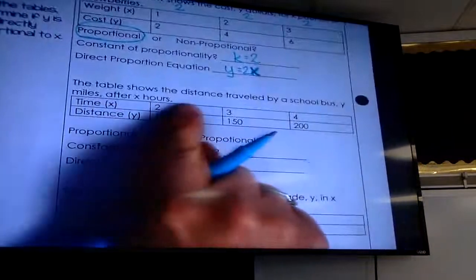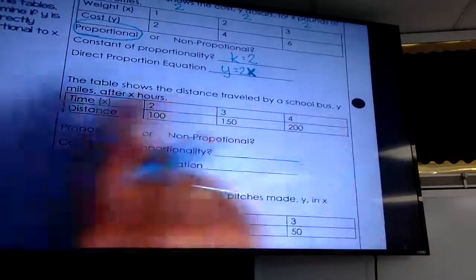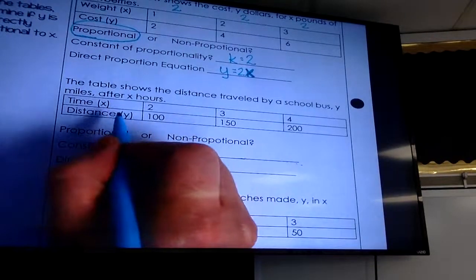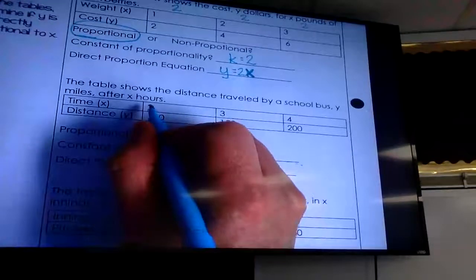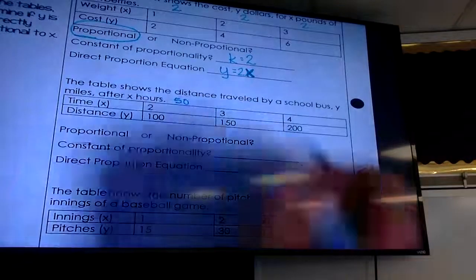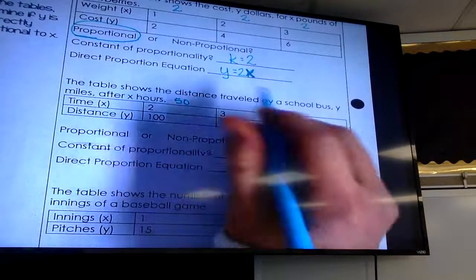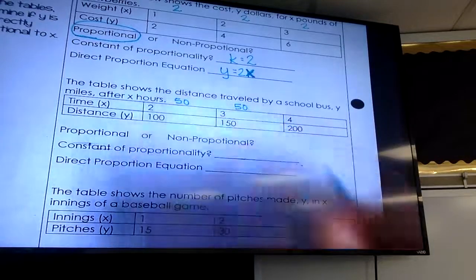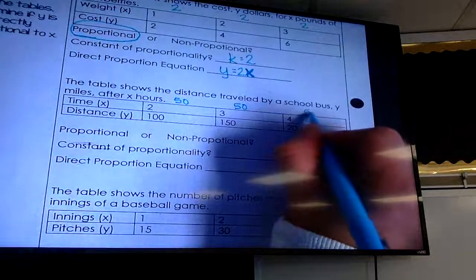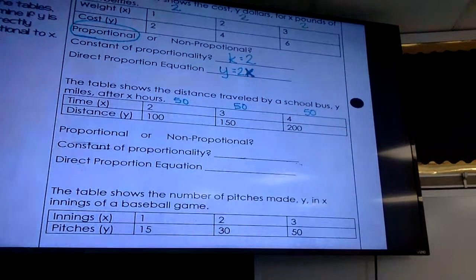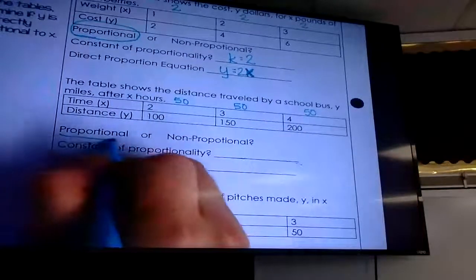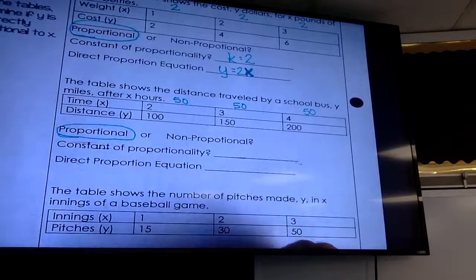So let's try it again. The table shows the distance traveled by a school bus, y miles, after x hours. So here's my table. I'm going to do my y divided by x. So 100 divided by 2, that's 50. 150 divided by 3, that's 50. 200 divided by 4, that's also 50. So proportional or non-proportional, since my rate is constantly the same, I'm going to say it's proportional.